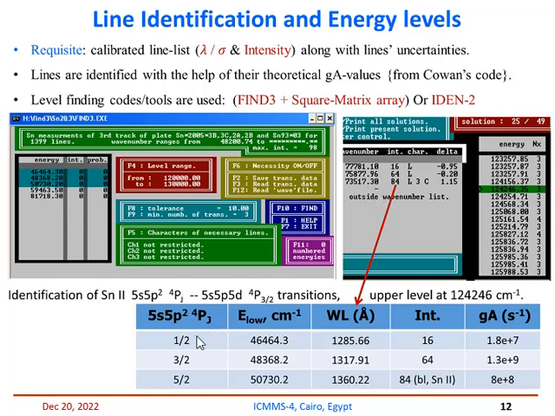Since all three levels of the 4P levels are known, the upper energy level must be observed with three lines and their intensity must also be according to the gA values from the theoretical calculation. So here we see an agreement except for this line, which is a blended line.